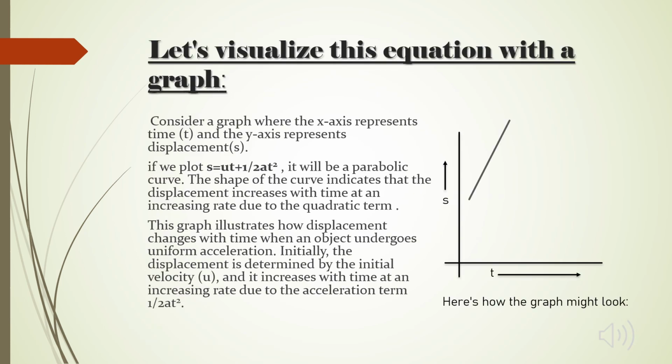Now let's visualize this equation with the help of a graph. Consider a graph where the x-axis represents time and the y-axis represents displacement. If we plot s = ut + (1/2)at², it will be a parabolic curve. The shape of the curve indicates that the displacement increases with time at an increasing rate due to the quadratic term. This graph illustrates how displacement changes with time when an object undergoes uniform acceleration.